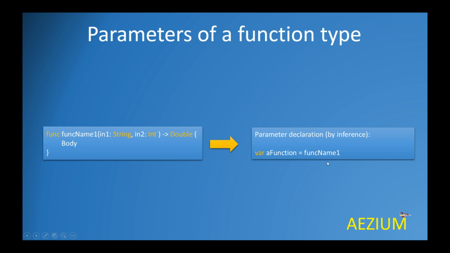Swift looks at this side of the equation and it sees a function name whose definition is given here. Looking at this function name, Swift determines the function type of this function and then assigns the same function type to a function. So it infers the type of this by looking at the type of this function. It should be noted that when we do this, we only use the name of the function. We do not put any parentheses in front of the function name.